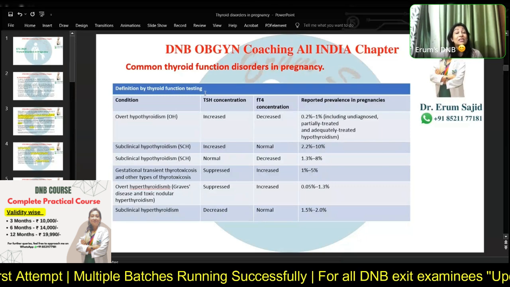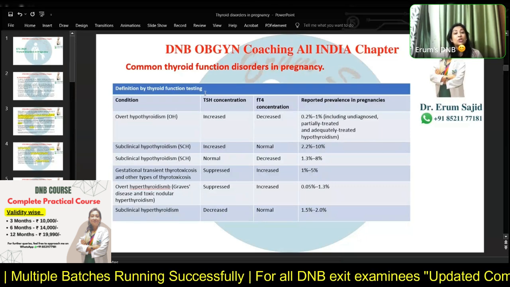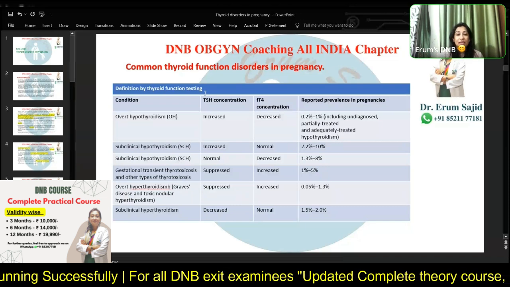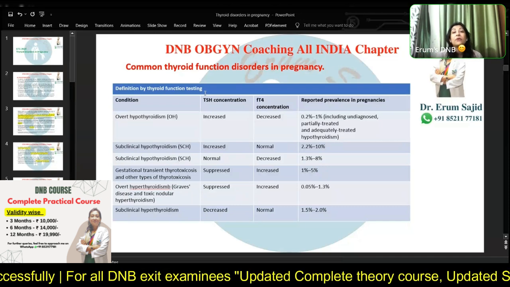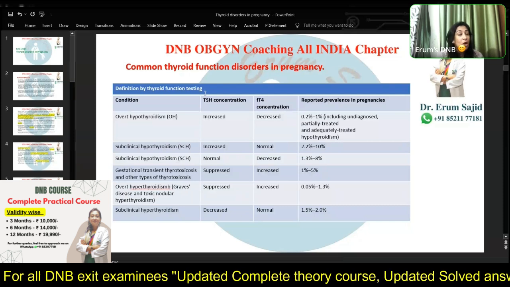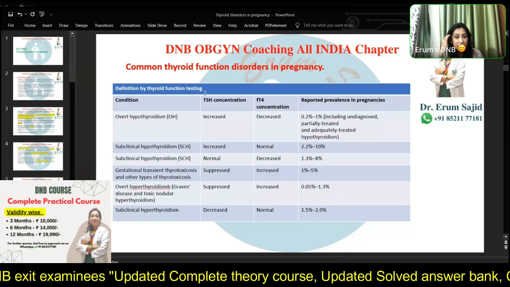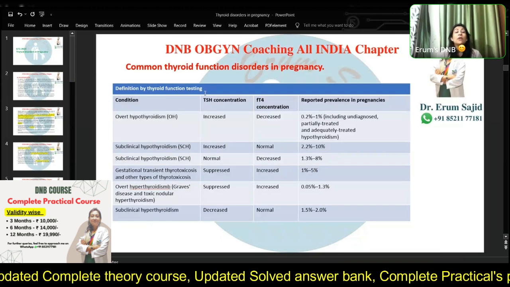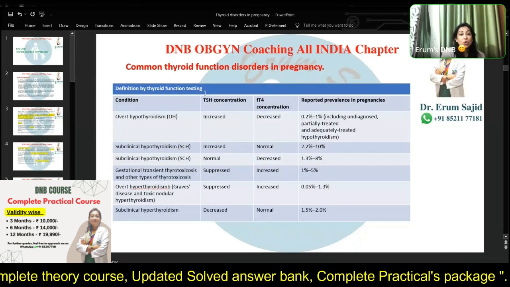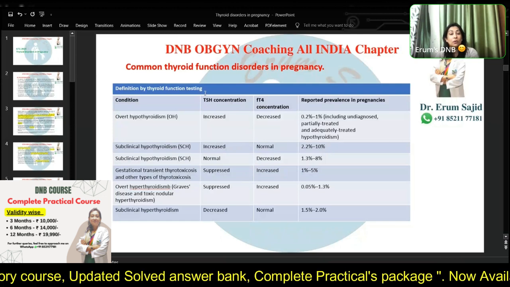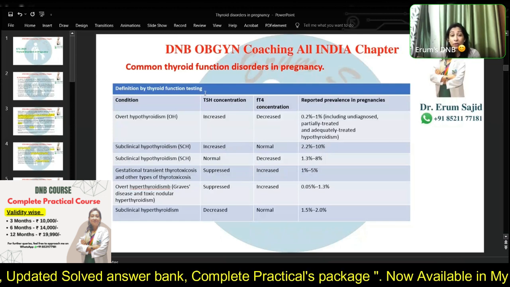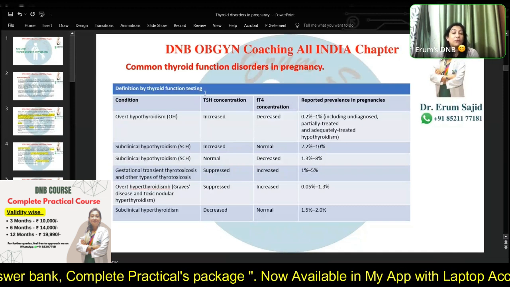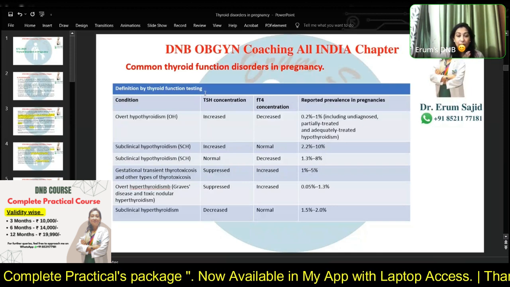Then there is something called subclinical hypothyroidism, in which TSH or free thyroxine will be deranged. And remember, when I'm saying T4, I'm not saying T4. Sometimes T4 is okay. Free thyroxine is the one which is creating problems. So subclinical hypothyroidism, that means TSH is okay, free thyroxine is decreased, or TSH is increased, but FT4 is normal. So this is called subclinical hypothyroidism.